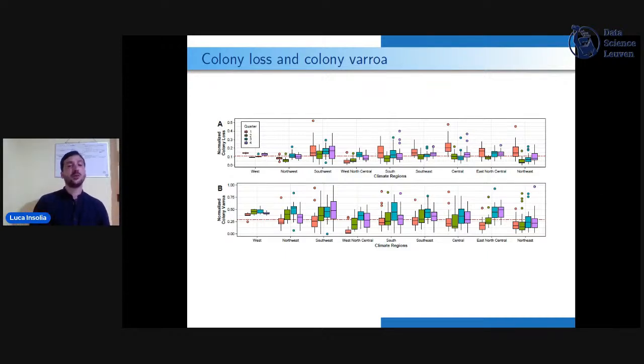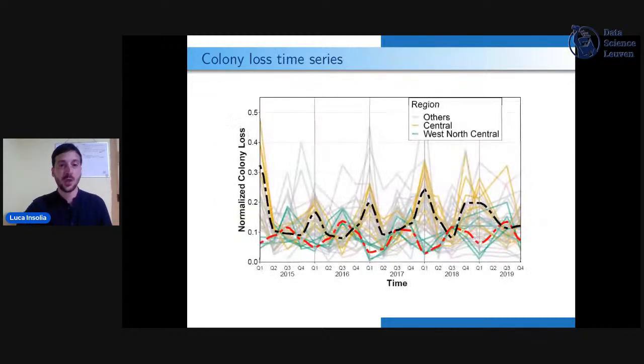Similarly, on the bottom panel, we notice that the presence of Varroa also follows a specific trend, and it typically increases from the first up to the third quarter, and then it decreases in the fourth one. So a comparison of these two plots suggests a positive association between honeybee colony loss and the presence of Varroa.